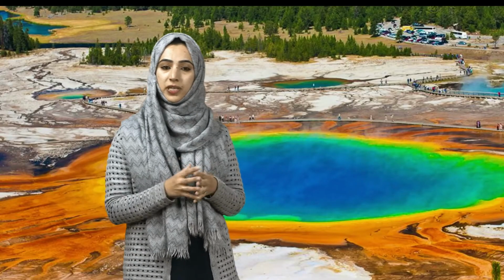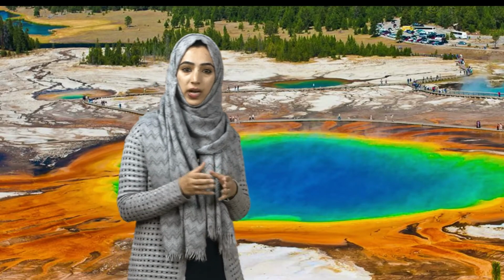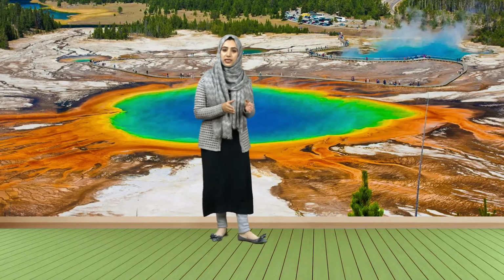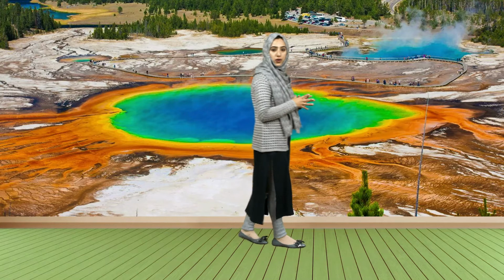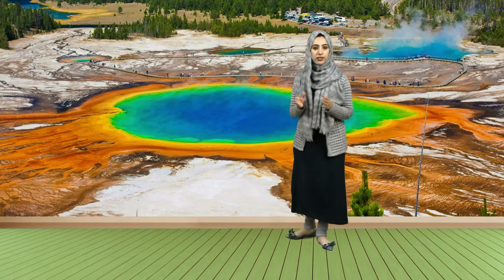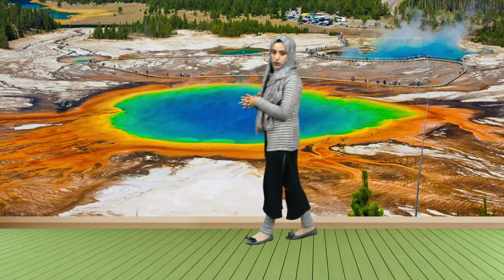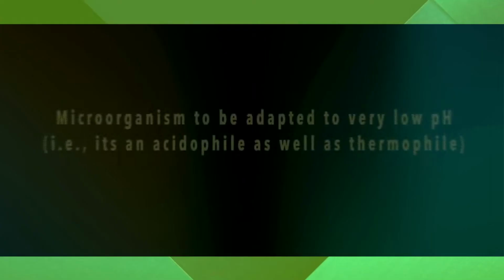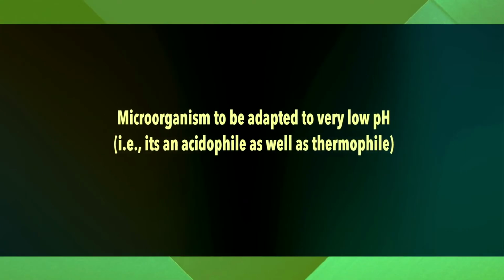Many of the hyperthermophilic archaea require elemental sulfur for growth. Some are anaerobes that use the sulfur instead of oxygen as an electron acceptor during cellular respiration. Some are lithotrophs that oxidize sulfur to create sulfuric acid as an energy source, thus requiring the microorganism to be adapted to very low pH, that is, an acidophile as well as thermophile.